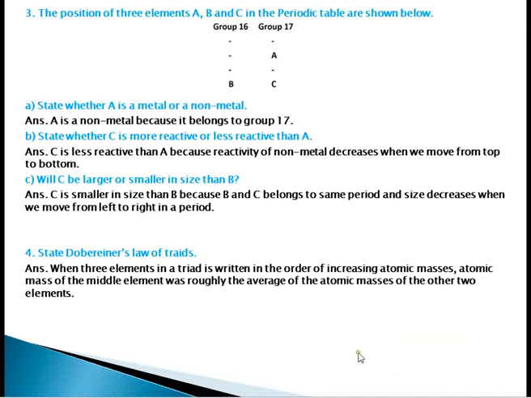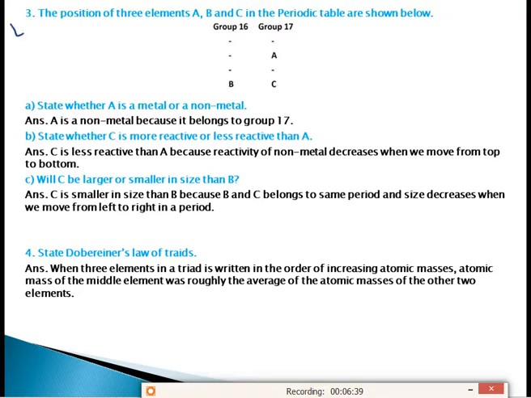This question is also asked in board exams many times. See, the position of three elements A, B, C. They have given us three alphabets A, B and C in the periodic table as shown in the figure. In group number 16, element B is present, and in group number 17, A and C are present. So we have to say whether A is a metal or a non-metal. As you can see, element A is present in group number 17 and it is present on the right side of the periodic table. So element A is a non-metal because it is present in group number 17. Right? And moreover, if we talk about its valence electrons, it will have 7 valence electrons. So it can't be a metal. It is a non-metal because it is present in group number 17.